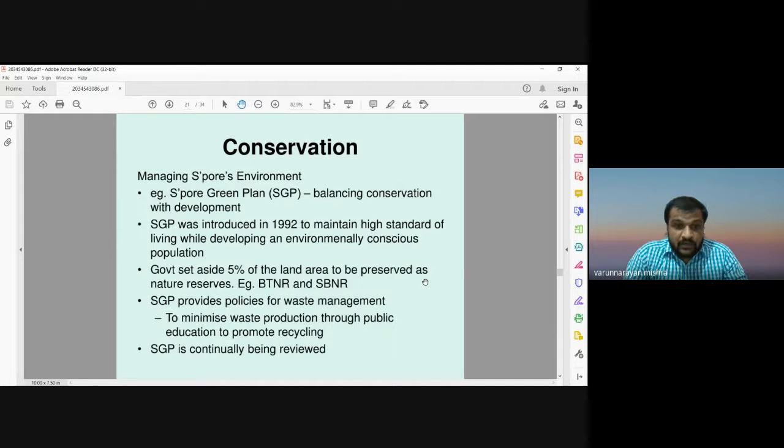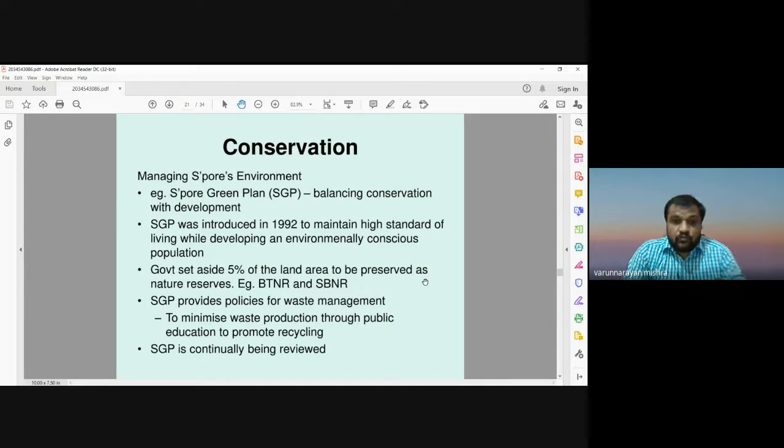The government sets aside 5% of the land area to be preserved as nature reserve, and SGP, the Singapore Green Plan, is a process of conservation of the environment. It is a conservation strategy known as SGP. SGP provides policies, rules and regulations for waste management that will be applied to minimize waste production, through public education to promote recycling. SGP is continuously being reviewed from time to time, and it was first introduced in 1992.